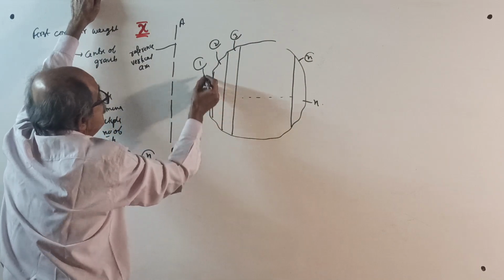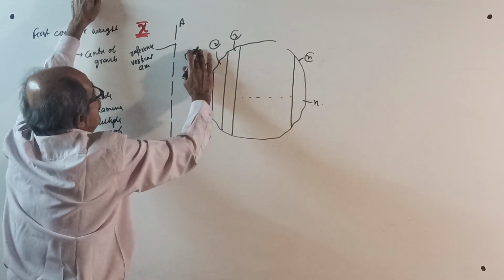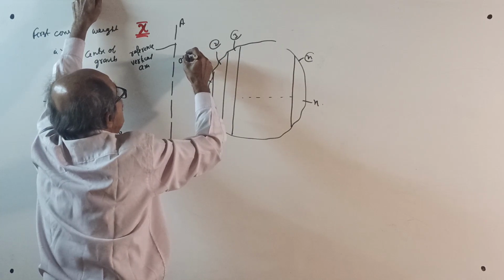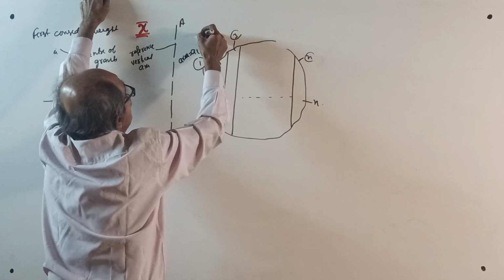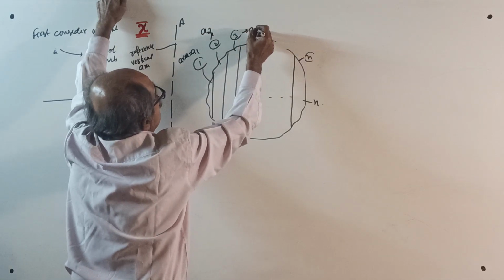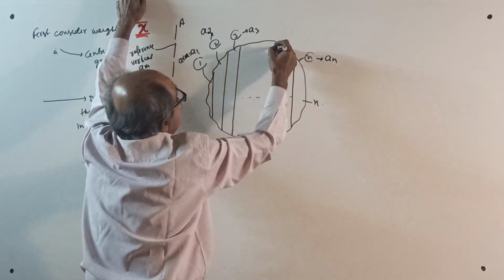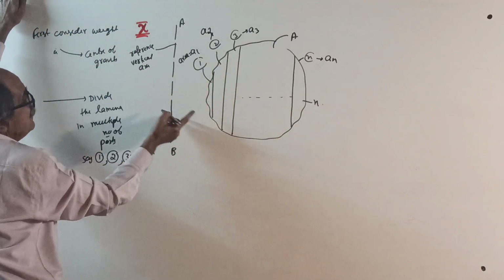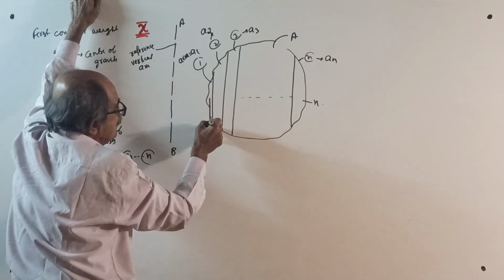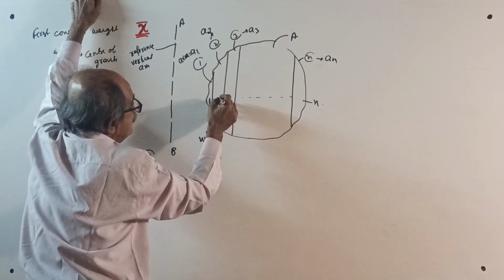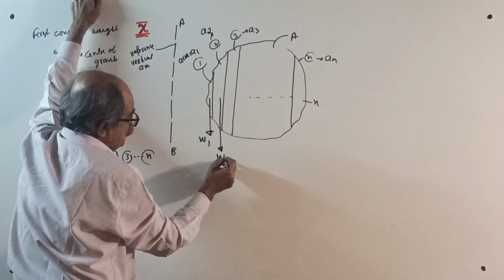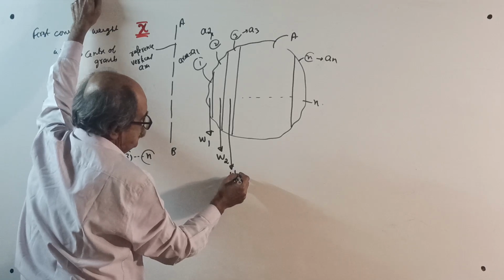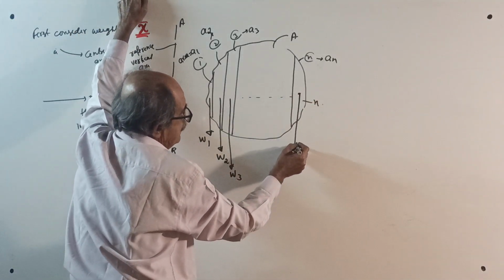Now, this area is A1. For part 1 the area is A1, for 2 the area is A2, for 3 the area is A3, for n the area is An. The entire area is A, and everywhere T is the thickness. So this weight will act through its centroid, W1, somewhere, we don't know where. Then W2, W3, etc., up to Wn.